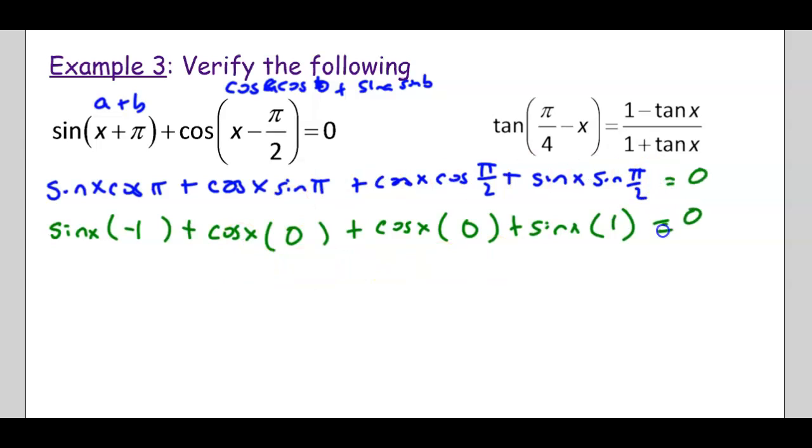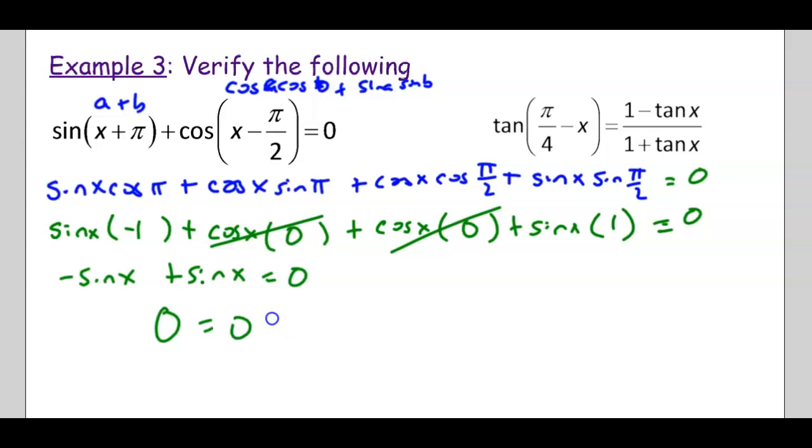And by the way, we got to make all this equal 0, right? So let's verify that it equals zero. So right here, what's sine of x times negative 1? Negative sine of x. What's cosine times 0? 0. What's cosine times 0? What's sine times 1? Sine of x. We got to make it equal 0. So now what's negative sine x plus sine of x? 0. So does 0 equal 0? Verify.